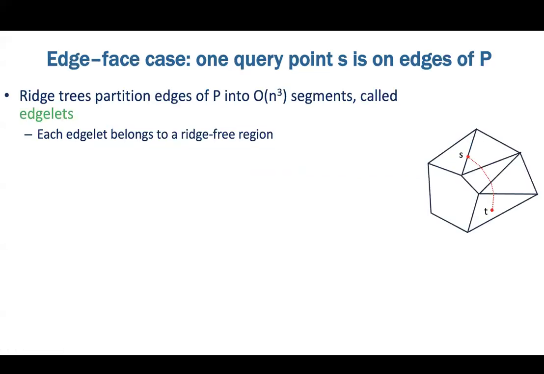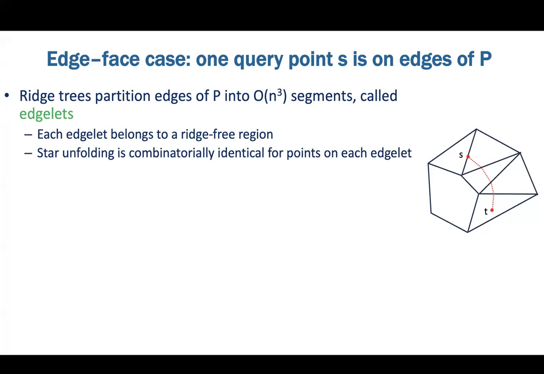Okay, so now the edge-face case is one where query point S is on edges of P. Then we follow a similar idea, but we only focus on the edges when we consider S. So in this way, ridge trees partition edges of P into n cube segments. We call them edgelets. And each edgelet belongs to a range-free region. And therefore, the star unfolding is combinatorially identical for each edgelet.